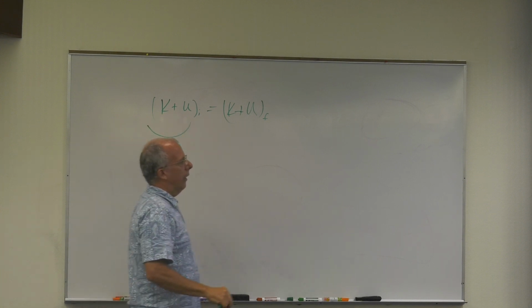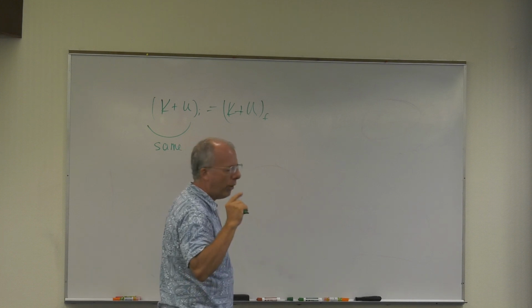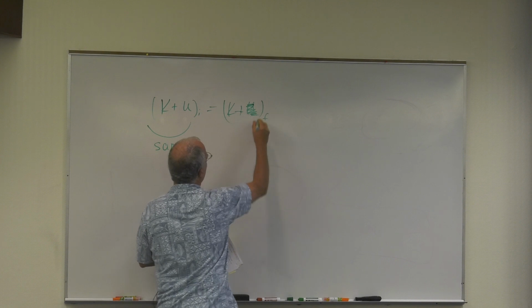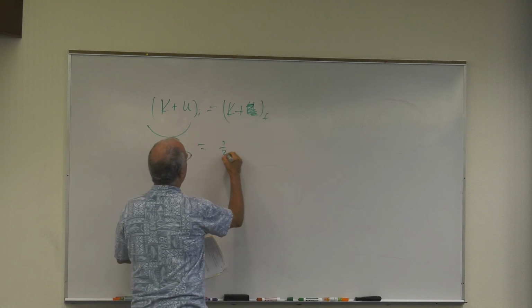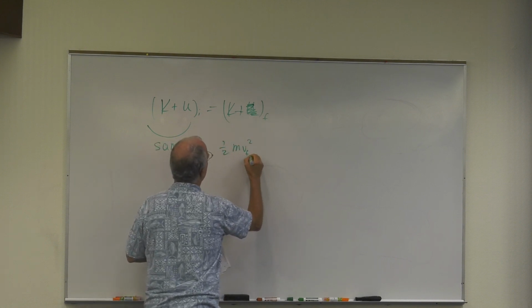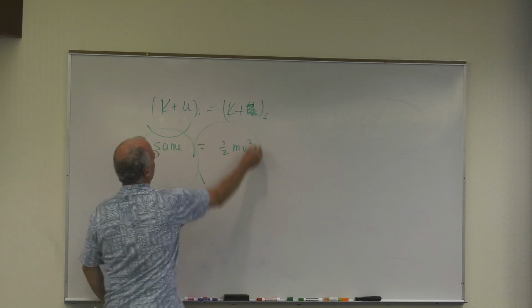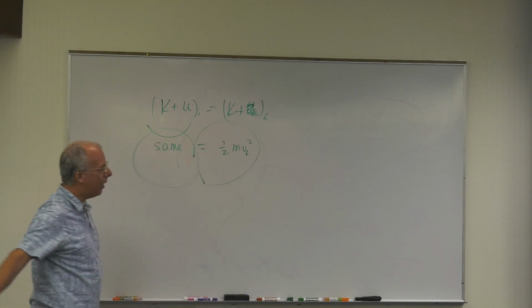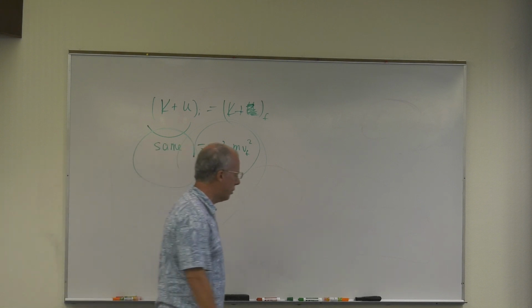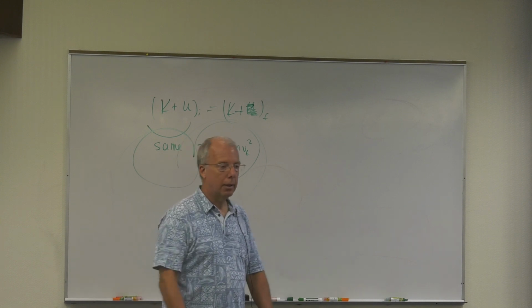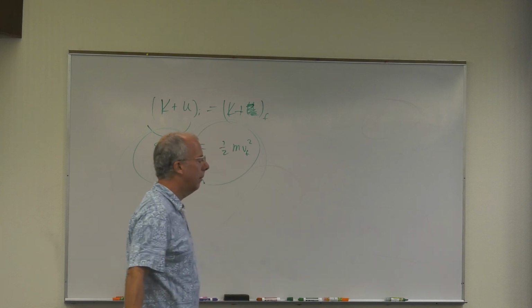Now, right before it hits the ground, this U is 0. So all we have is 1/2 mv squared, right? Well, if this is the same for all 3, guess what? This has to be the same, so the velocities are the same. The speeds are the same. Simple.